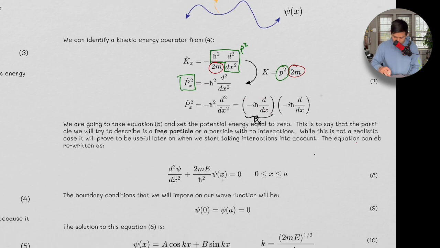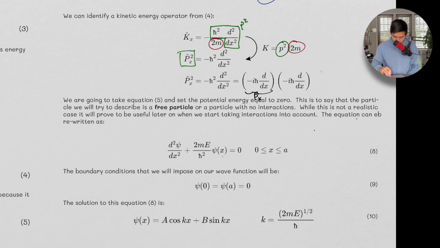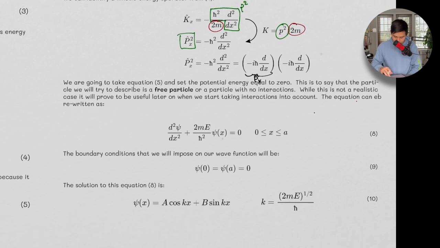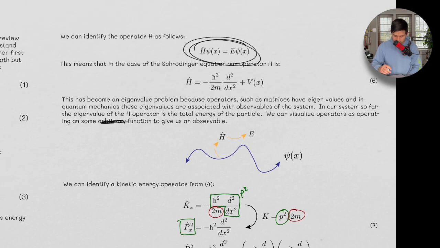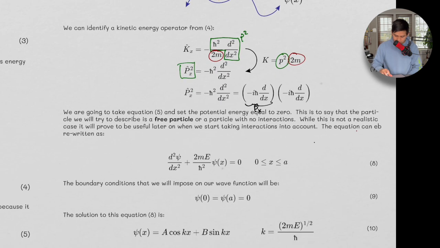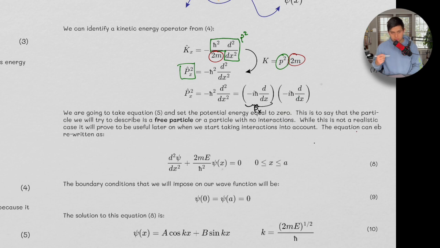So let's keep this in mind as we go forward. So now we're going to take equation 5. So why I labeled the equations, this guy right here. And we're going to set the potential energy equal to 0. This is in concordance with calling this particle a free particle. Again, when V is equal to 0.